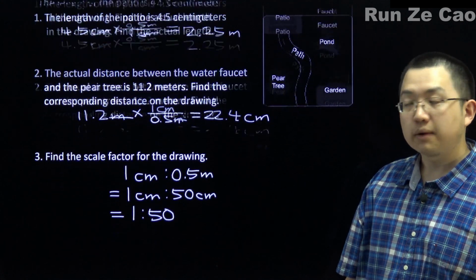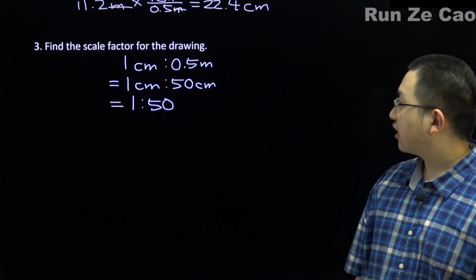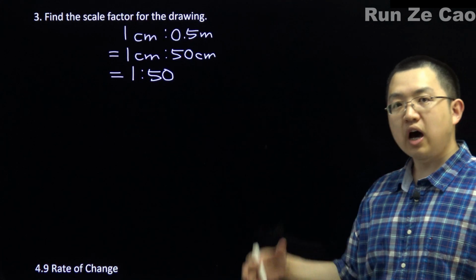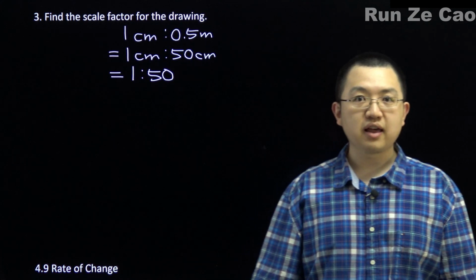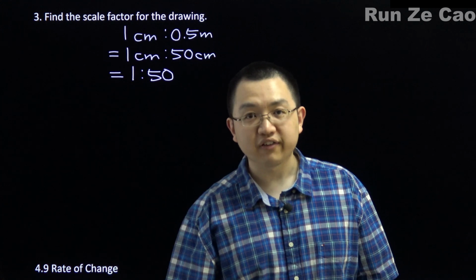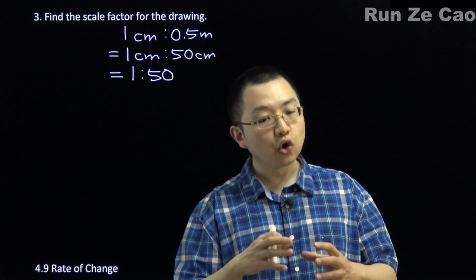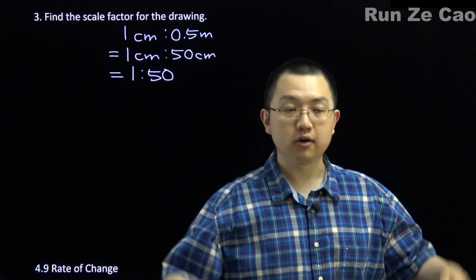Of course, if you're drawing something really small, you could have a scale factor that's like 100 to 1. You would say that's 100 times magnification. It makes something look 100 times bigger.